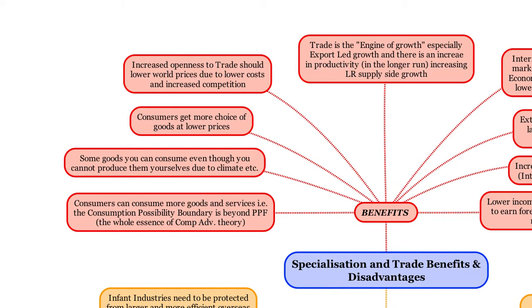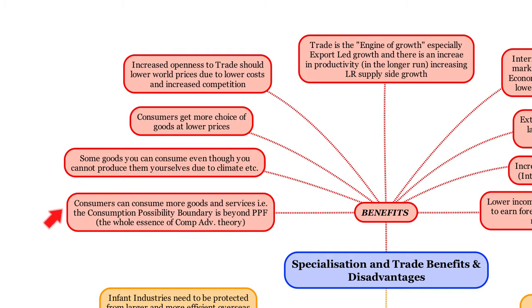So your first benefit, you've really got to be able to come up very quickly with the idea of comparative advantage theory, and you need to be able to say that the consumption possibility boundary lies beyond the production possibility boundary. In other words, there can be more goods and services consumed when you specialize in trade than if you didn't specialize in trade. And you need to go to the comparative advantage video if you want to make sure you get that sorted out as well, please.